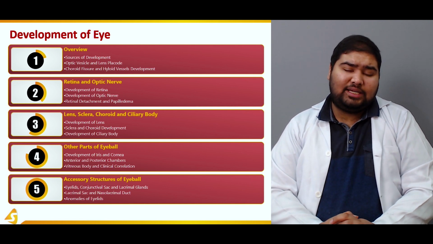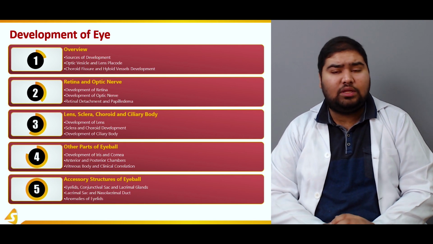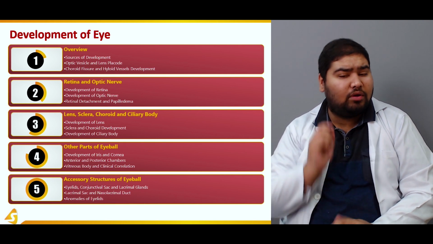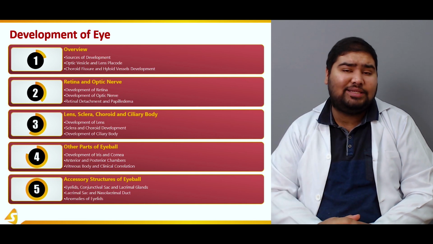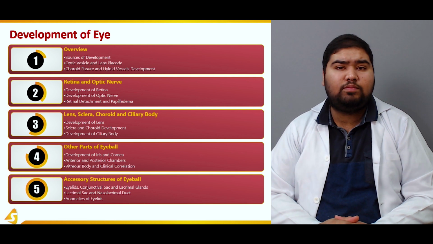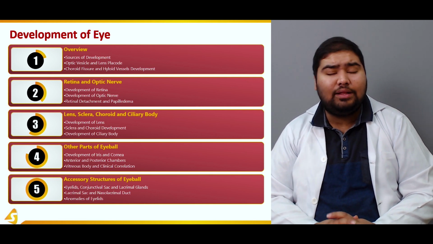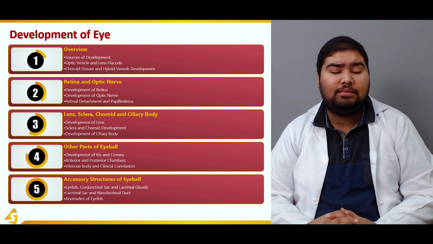In the fourth section we'll talk about other parts of the eyeball. These include the development of the iris and the cornea. Then we'll talk about the anterior and the posterior chambers of the eye, and finally the vitreous body and the clinical correlates, as to what happens when the development does not go as planned.